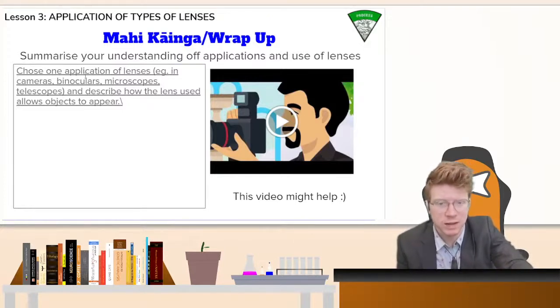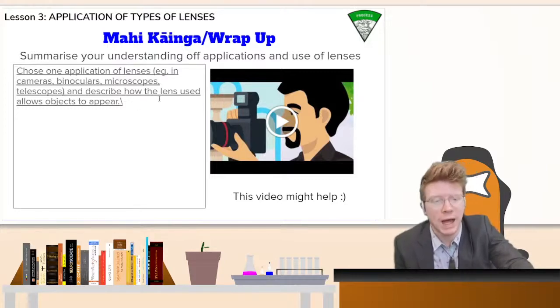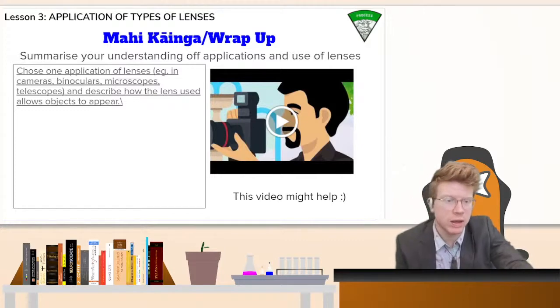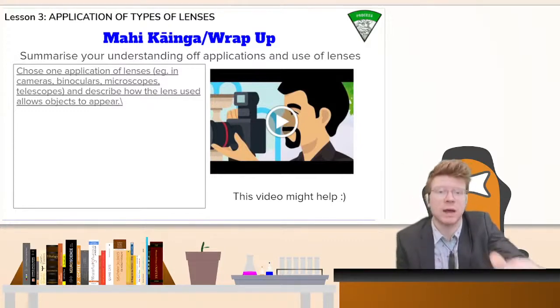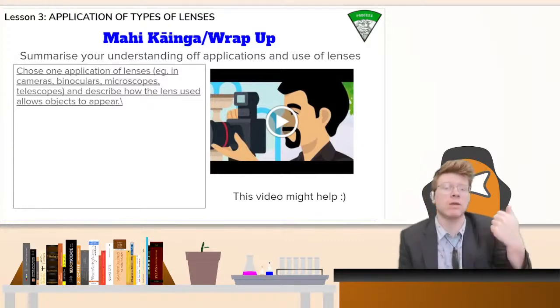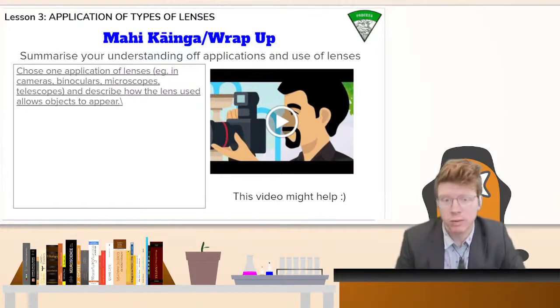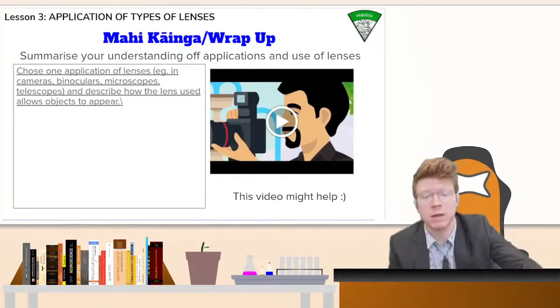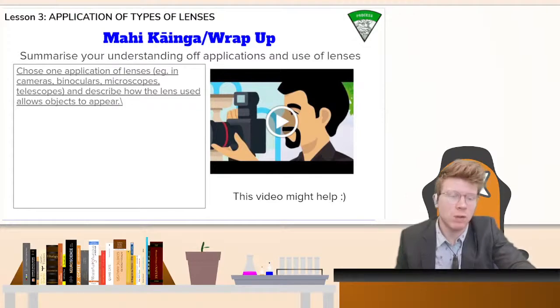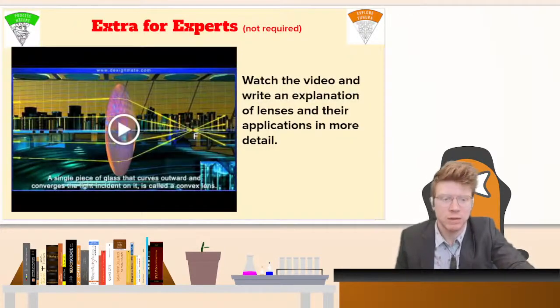But your final job for this lesson is to summarize your understanding of the applications of lenses. And you can pick any of them, and all you need to do is describe how the lens allows objects to appear in it. That could be describing how a camera works, could be describing how a telescope works, could be describing how glasses work, if you would like to do that instead, or a microscope, whatever you may want to pick. Just pop your explanation in there, and if you want, you can watch that video and that will help you out as well. There's some more extra for experts material in here, which explains lenses in more detail if you need that.